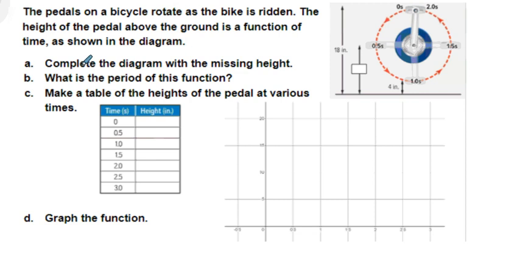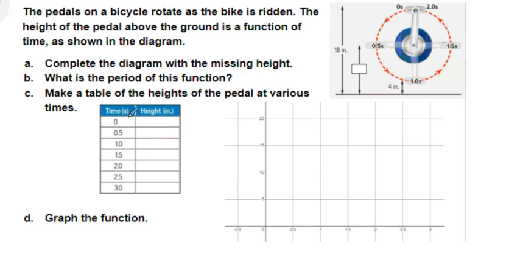What we are going to do is complete this diagram with the missing heights, and then figure out the period of the function. So remember, the period of the function is the length of time in which it makes one cycle, right? Let's play around with this and see what we get.